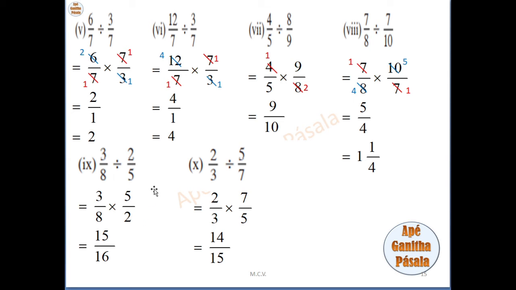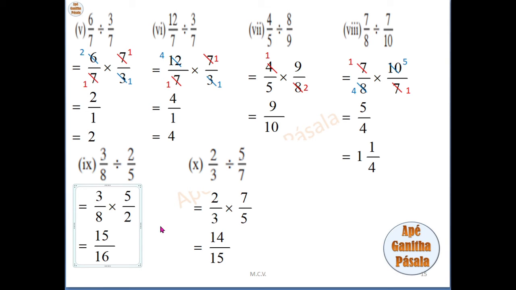Ninth one, 3 over 8 divided by 2 over 5. 3 over 8 divided by 2 over 5 means 3 over 8 multiplied by 5 over 2, the reciprocal. Now, here you can't cut any numerator with denominator. 3 and 2 not divisible. 5 and 8 also not divisible by the same number. Therefore, you just have to multiply.